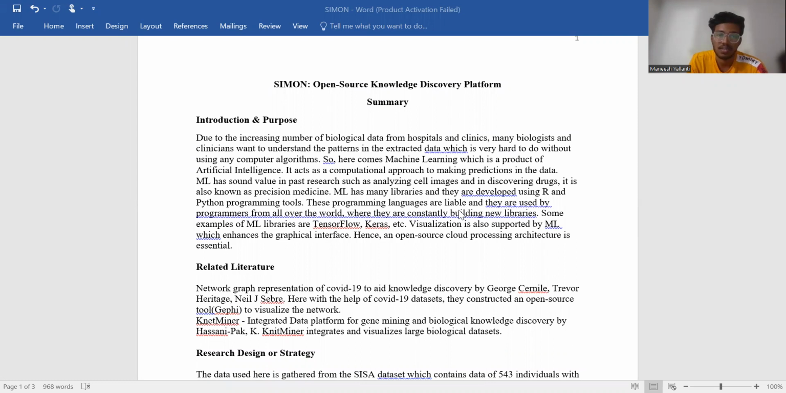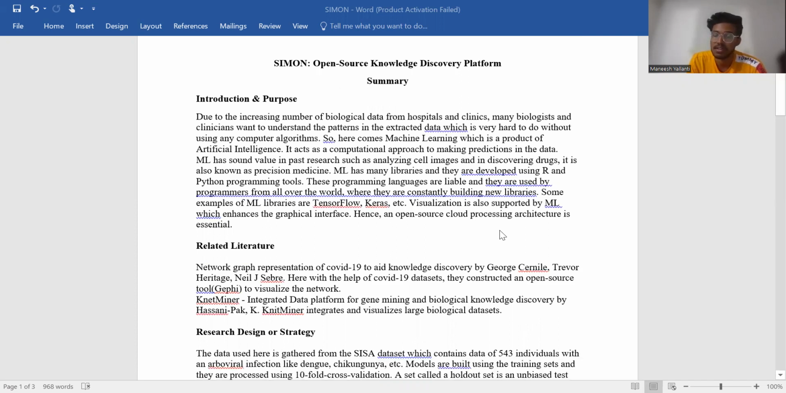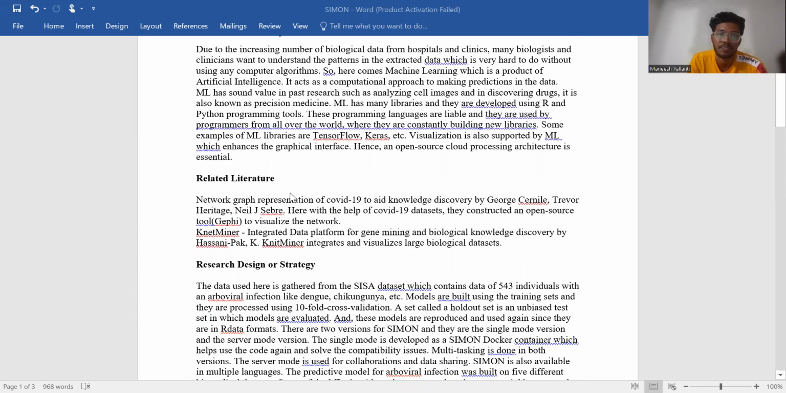Machine learning has sound value in past research, such as analyzing cell images and discovering drugs. It is also known as precision medicine. Machine learning has many libraries, and they are developed using R and Python programming tools. These programming languages are reliable and they are used by programmers from all over the world, who are constantly building new libraries. Some examples of ML libraries are TensorFlow, Keras, etc. Visualization is also supported by machine learning, which enhances the graphical interface. Hence, in open source, cloud processing architecture is essential.